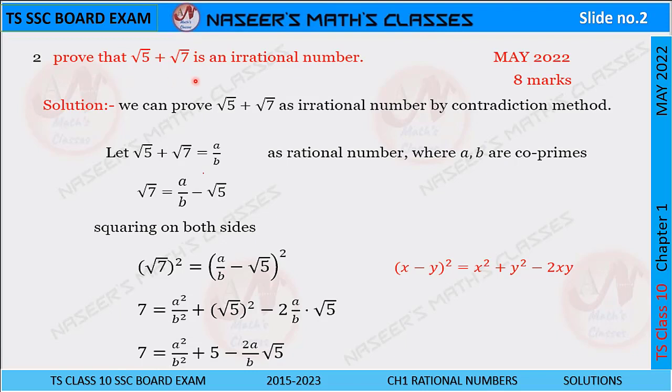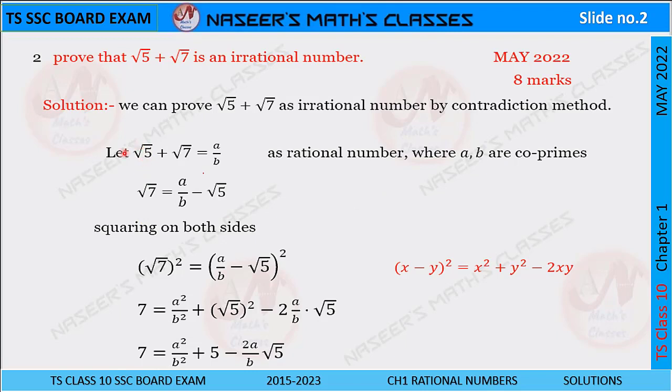Prove that root 5 plus root 7 is an irrational number. This is for 8 marks, May 2022. We can prove this one by the contradiction method. For that, let root 5 plus root 7 is equal to a by b as a rational number, where a, b are co-primes. Co-primes means they do not have any common factor other than 1.